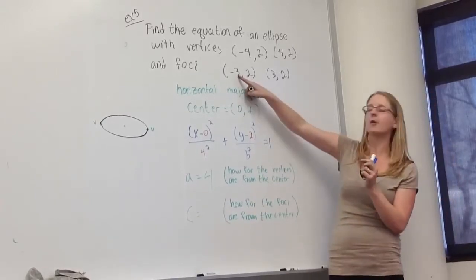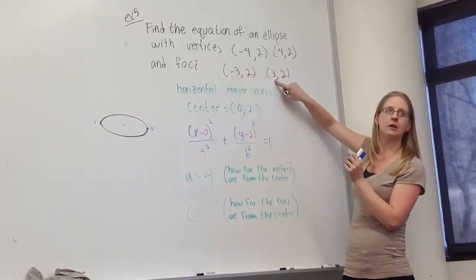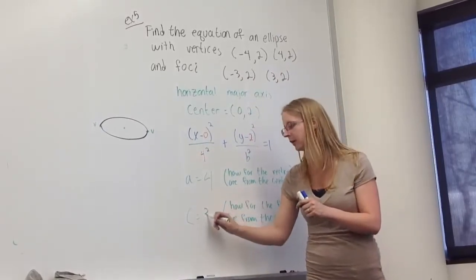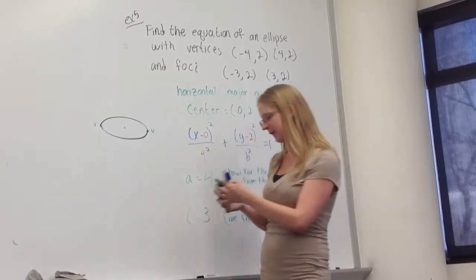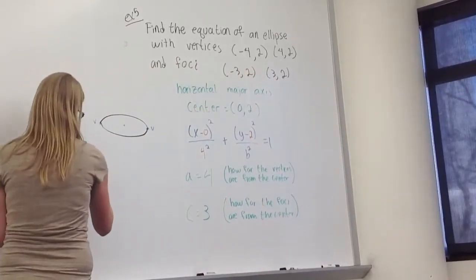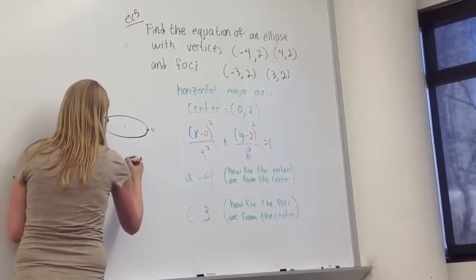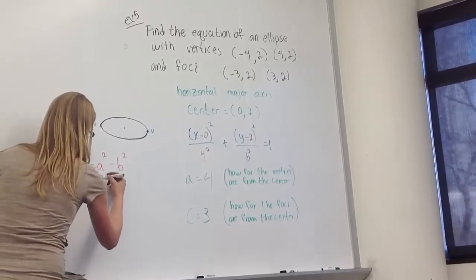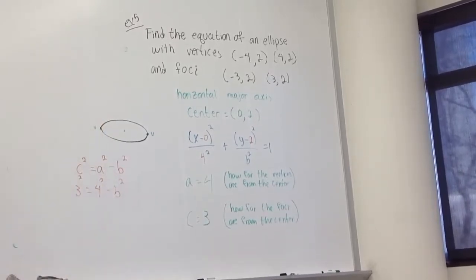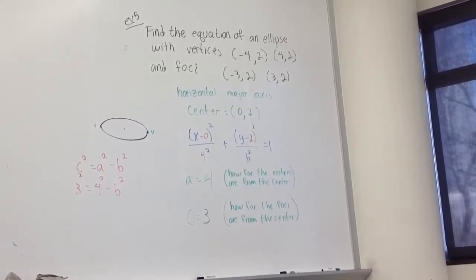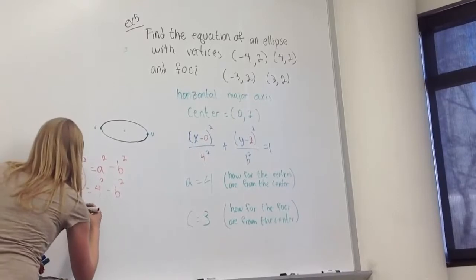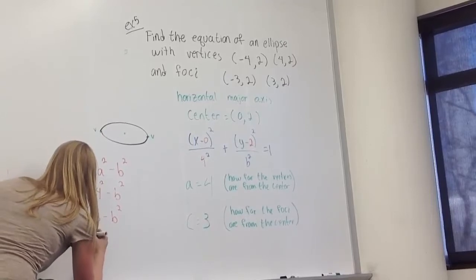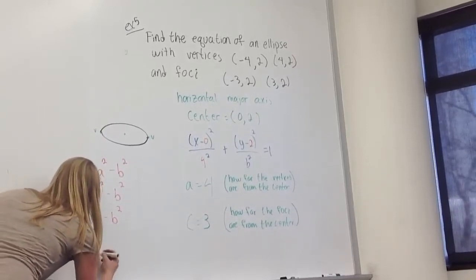So where are my foci? These are my foci, right? Negative 3 and 3. My center is here at 0. So what is my C value? 3. It's how far away it is, right? So then all I have to do from there is use the formula. c squared equals a squared minus b squared. So that means 3 squared equals 4 squared minus b squared, because my a was 4 and my c was 3. Now I can solve for b. So this becomes 9 equals 16 minus b squared, right? So then that becomes b squared equals 7, or b equals the square root of 7.